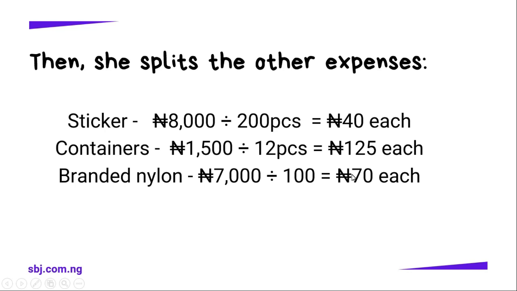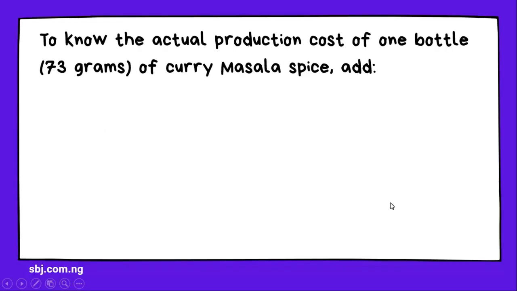That's 70 naira each. So looking at this unit cost, that means for each bottle of curry masala spice, she'll be using a sticker, which is worth 40 naira each. She'll be using a container costing 125 naira each, and the branded nylon, which is 70 naira each. She needs to put all this cost into consideration when she is packaging a spice.